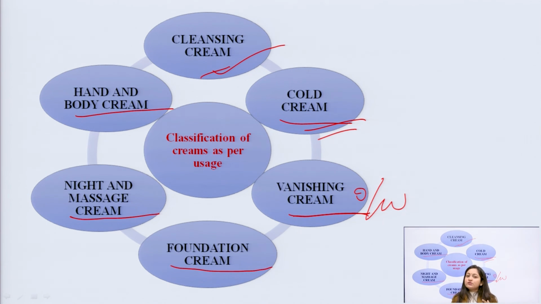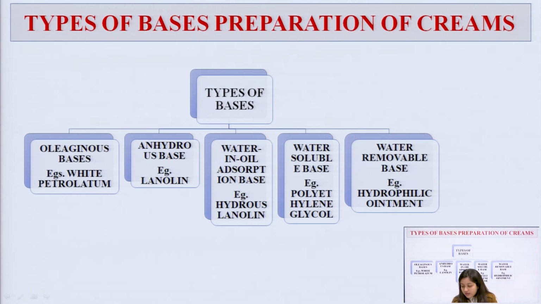If we are going to use a cream in the winter season, it is termed cold cream. If we want the product to vanish as soon as we apply it, we go for vanishing cream. If we are applying the cream to create a smooth texture in order to perform makeup on the skin, we may choose foundation cream. So, depending upon the utility, the type of cream may vary.